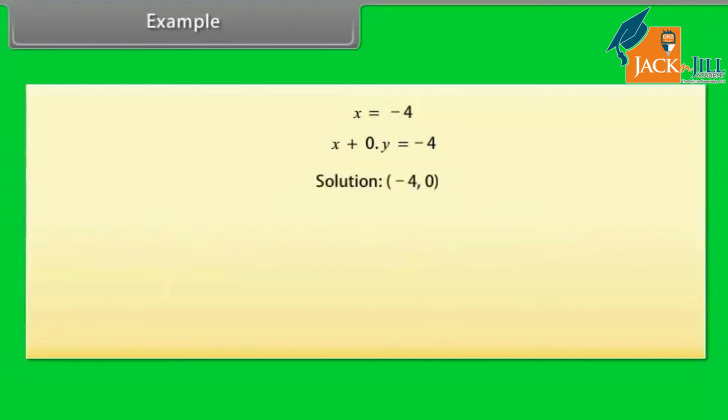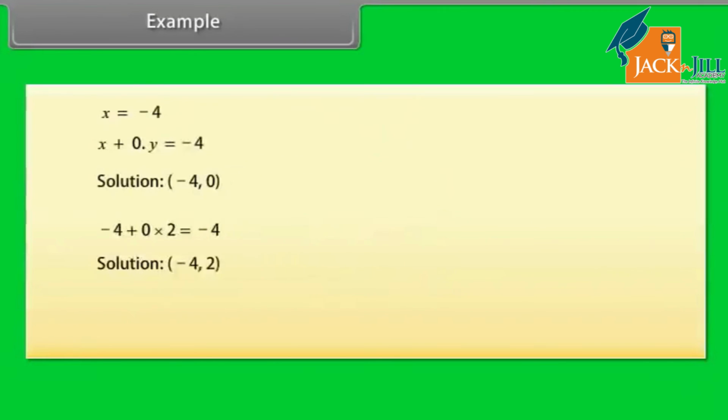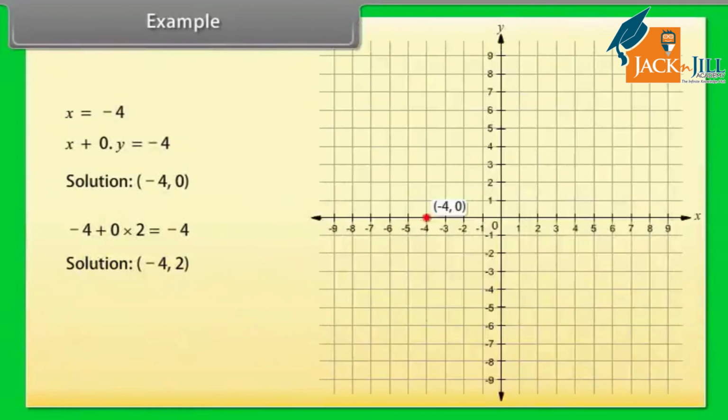So we get the first solution of the equation, that is (minus 4, 0). Since the value of y can be anything, the other solution of the equation is (minus 4, 2). Now mark these points on the graph. This is (minus 4, 0), and this is (minus 4, 2). Join these points. We can see that the graph AB is a line parallel to the y-axis and at a distance of 4 units to the left of it.